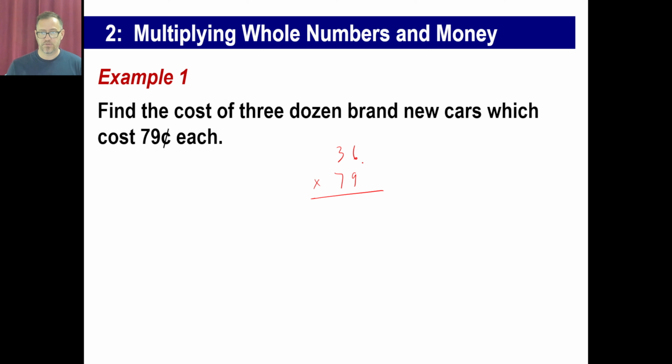Okay, so 6 times 9 is 54. 9 times 3 is 27, plus 5 is 32. There we go, done with the 9. 7 times 6 is 42. 7 times 3 is 21, plus 4 is 25. There we go. 4, and then 4 there, and then 8, and then 2. We know the answer will be dollars, right? So where does the decimal go? Right there. So $28.44.